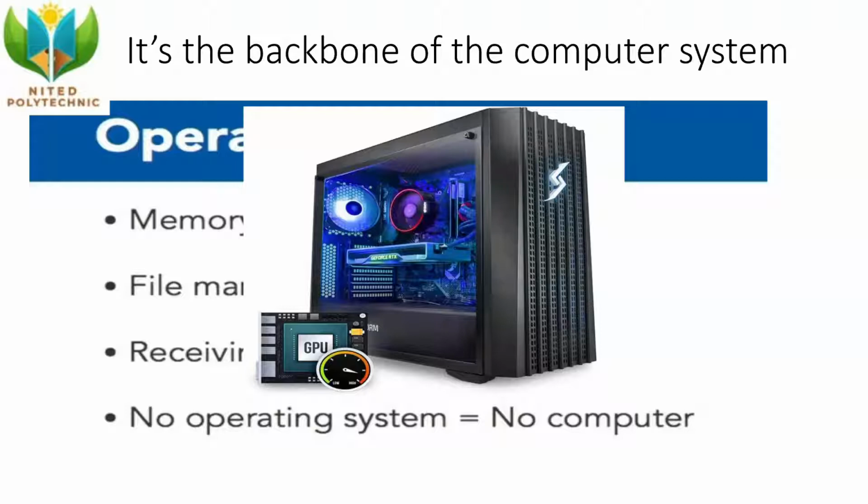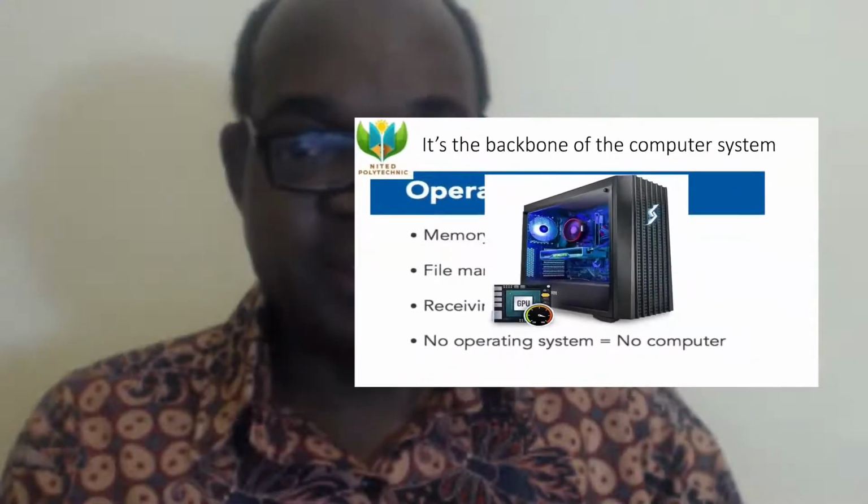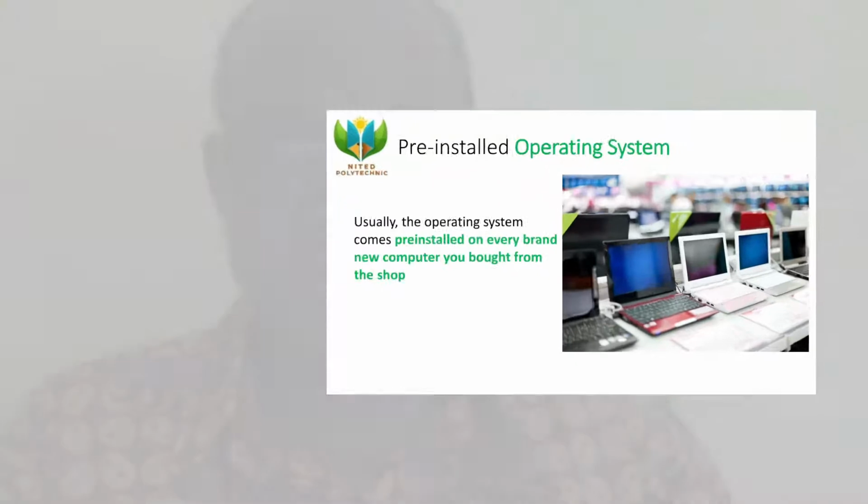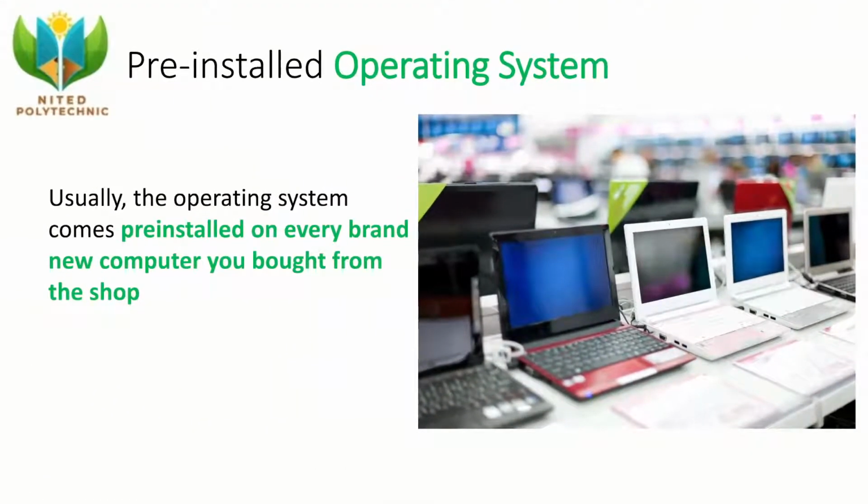So here I said no operating system, no computer. If you have a computer well coupled together, if it doesn't have operating system, the computer itself will not work. This is why I said no operating system, no computer. It is the backbone of a computer. Therefore, it is very important that you understand the principles of operating system. Before you buy a computer, an operating system must have been pre-installed. So every new computer you buy from the shop comes with an operating system.